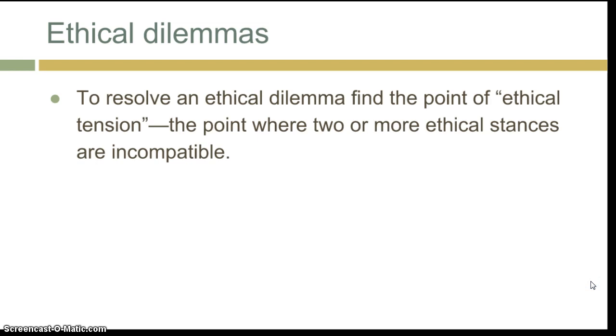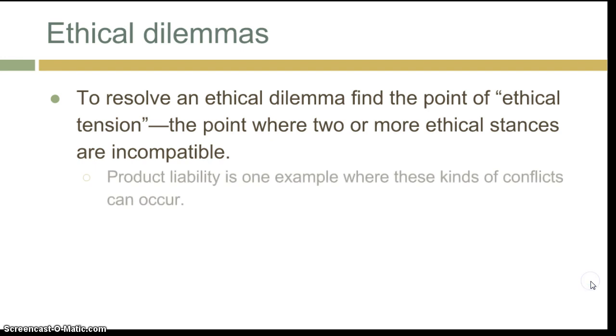Ethical dilemmas can be hard to navigate, and so I'd like to suggest some ideas about how to resolve an ethical dilemma. First of all, you'd want to find the point of ethical tension, that point where two or more ethical stances are incompatible. And a good example of this might be product liability. So a product has been created maybe to solve some sort of problem or issue, but there are problems with that product, and so there becomes then a tension, an ethical dilemma about how the product should be managed, whether it should be sold or not, and other issues that might surround it.